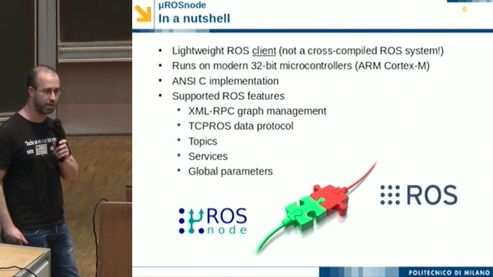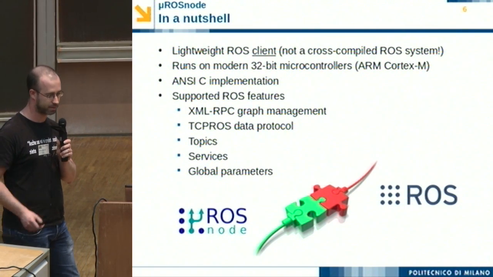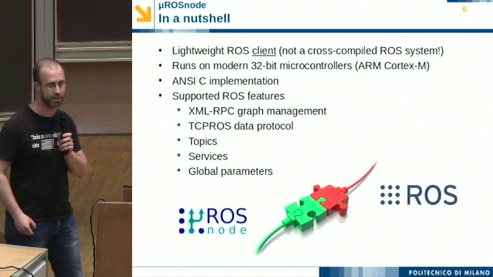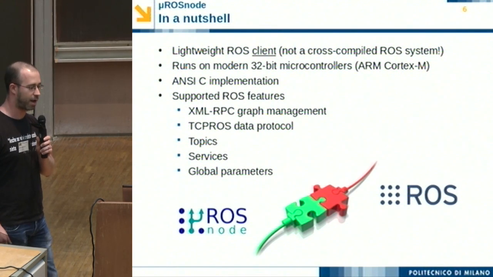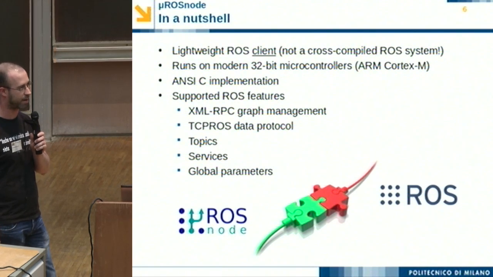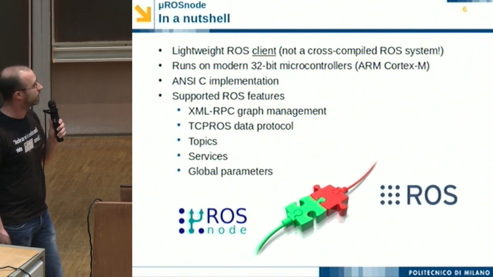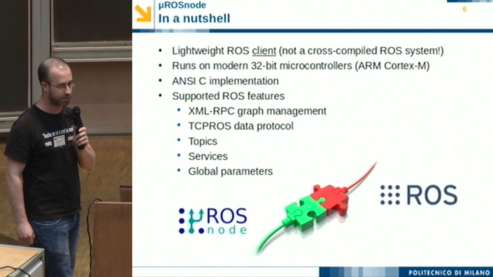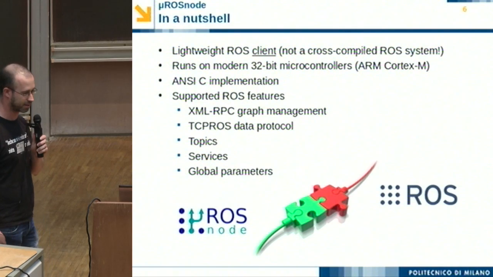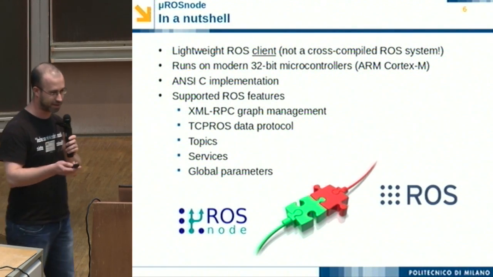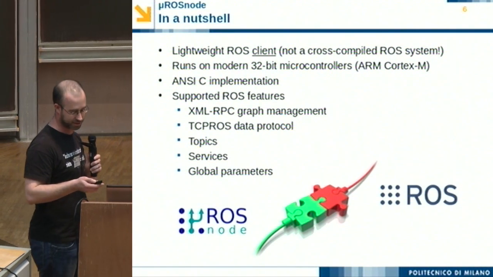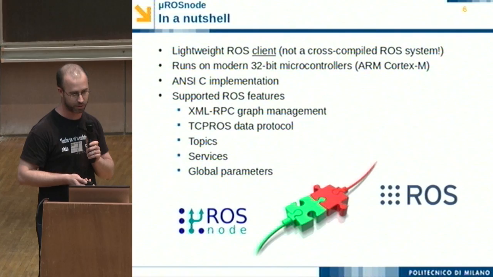The target platforms are modern microcontrollers like the Cortex-M family. And we decided to develop it in ANSI C, so it's easier to port to new platforms. Up to now, it already supports the main ROS features, like the XML-RPC management protocol. It speaks the TCPROS data protocol, and it features ROS topics, ROS services, and ROS parameters. Now I want to give Andrea the opportunity to talk about the implementation and describe how you can use uROSnode in your projects.